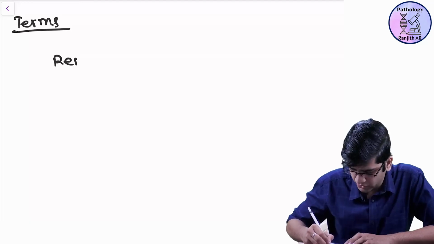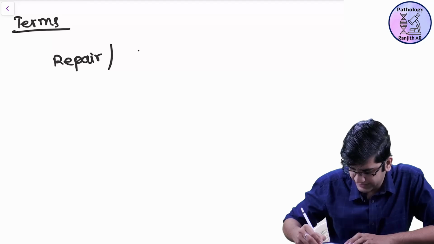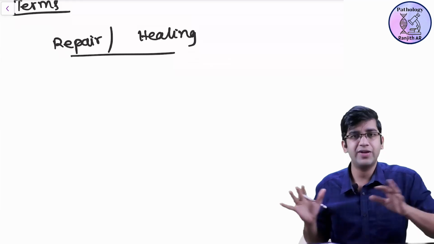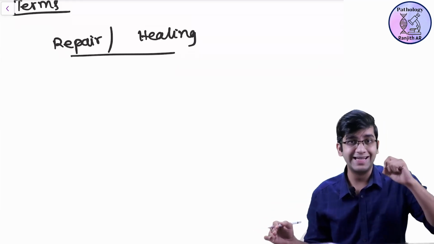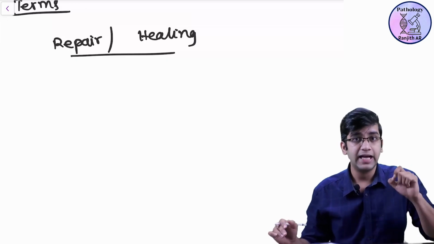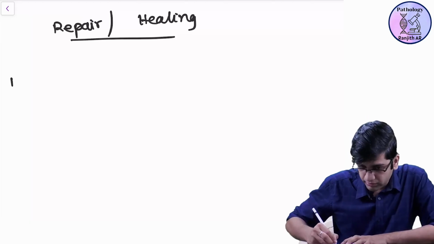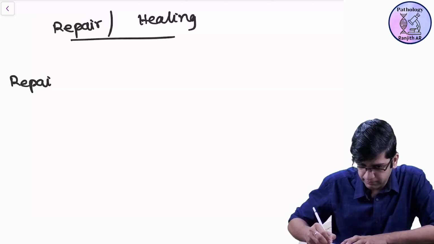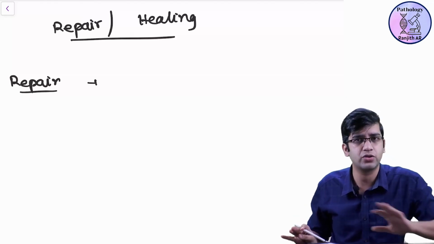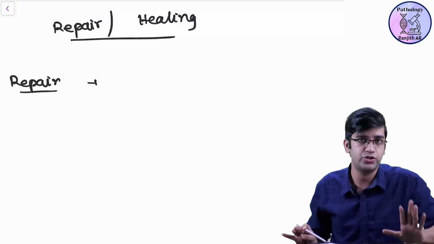We have something called repair or healing. These are two basic terms, right? So where should I use repair scientifically, when am I correct, and when scientifically should I use the term healing? See, both mean one and the same. Okay, both mean one and the same. That's all. It's a complete or incomplete restoration of an injured, damaged tissue, right?